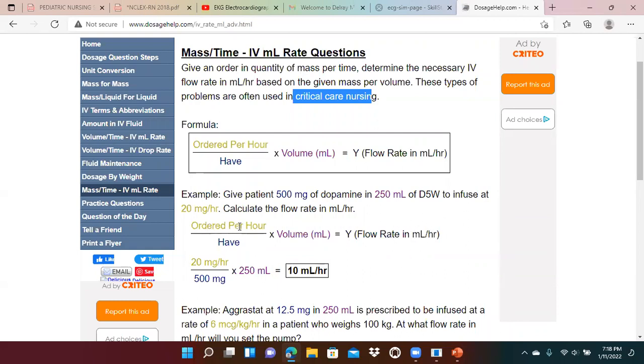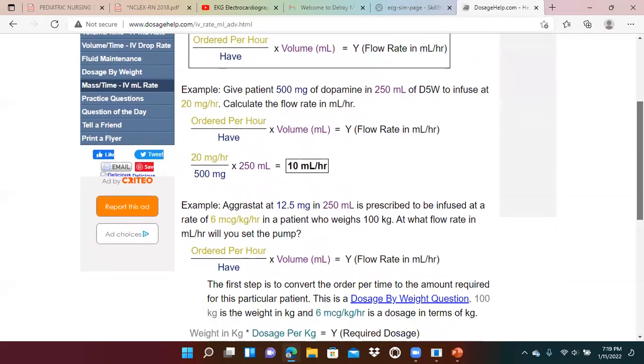So here ordered per hour is 20 ml per hour. So this is the unit. Check the unit, put the number. And medication in hand: give the patient 500 milligram dopamine, and the liquid volume is 200 ml. So when you calculate this one, the answer is 10 ml per hour. So another example here.